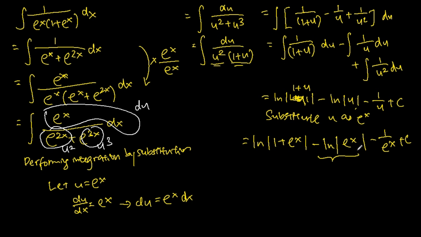The second term can be simplified as just x, because you can bring the x down, and ln e is basically just 1. So it's just minus x. And then the first term and the third term, we will keep as they are. So the final answer to the integral of 1 over e to the power x, 1 plus e to the power x dx is ln absolute 1 plus e to the power x minus x minus 1 over e to the power x plus C.